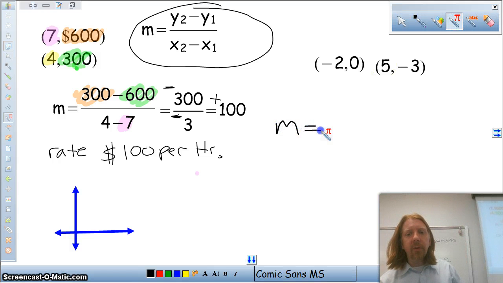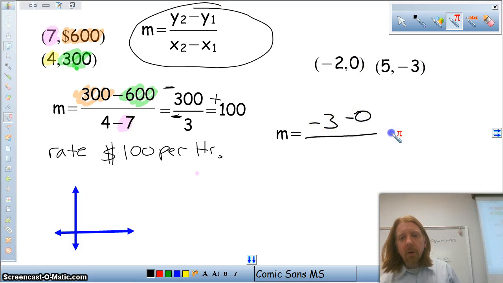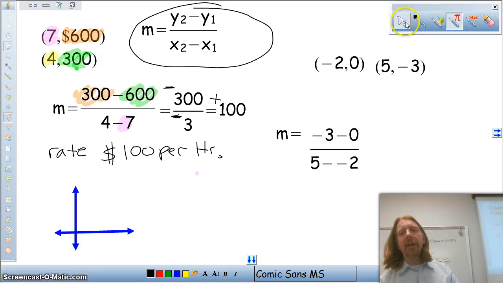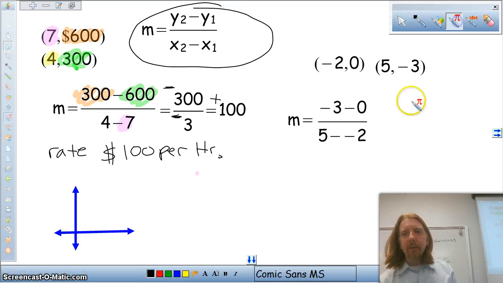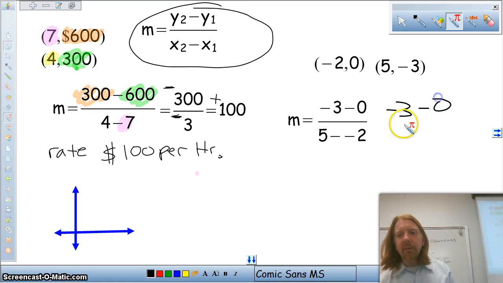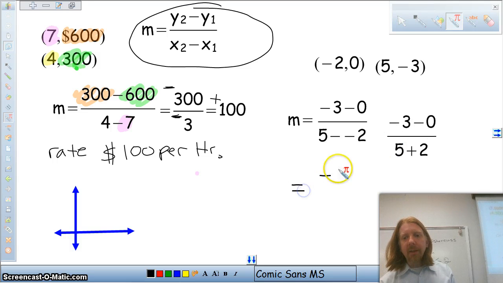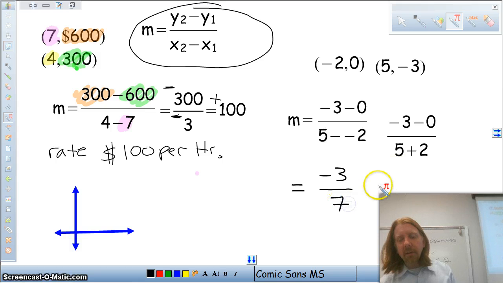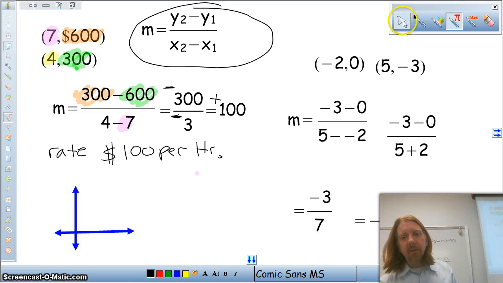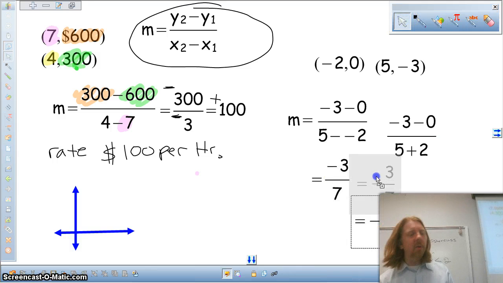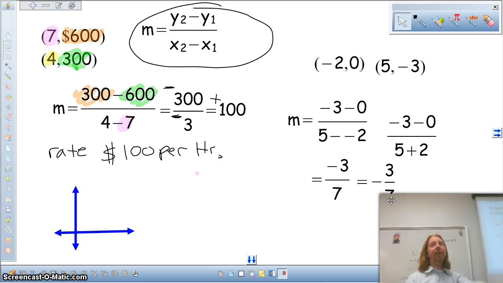So m is equal to, now I'm going to do y2 minus y1, so -3 minus 0 over x2, 5, minus a -2. And this is where I mean signs are tricky. That's a plus now. So if I rewrite this, -3 minus 0 over 5 plus 2. That gives me -3 over 7, which I'm going to rewrite as -3/7, so that my negative is applied to the whole fraction. This means my line is going down.